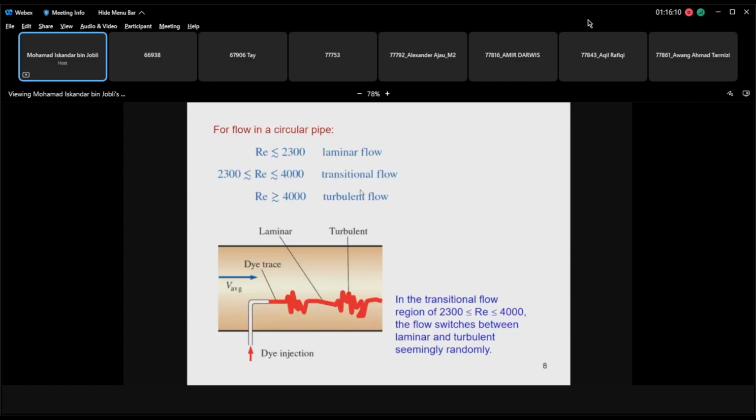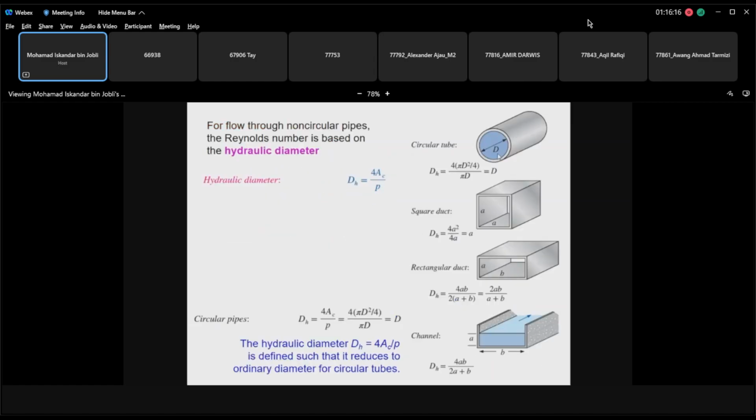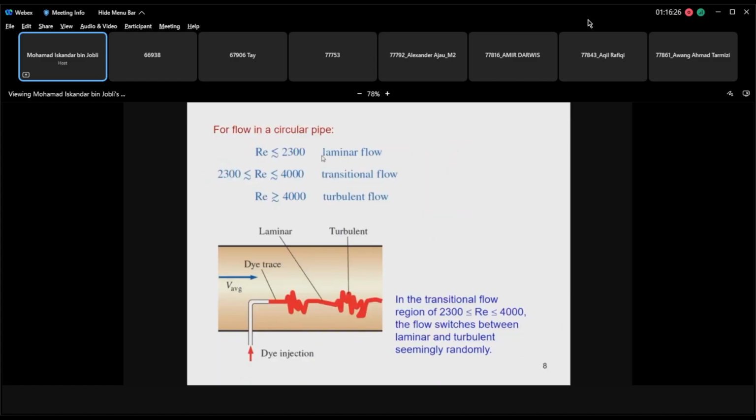Okay, for flow inside a circular pipe. If we were dealing with pipes at our home, or dealing with water in pipes, actually the value is here. If the Reynolds number is less than 2300, it is laminar flow. We just studied different types of flow. If the Reynolds number is less than 2300, you're going to have laminar flow.